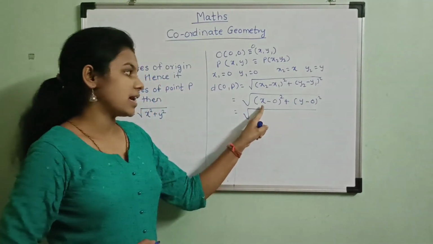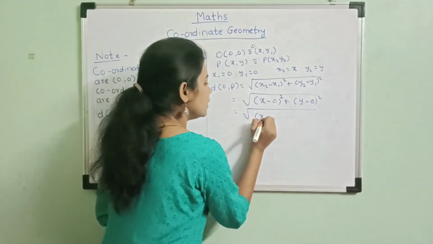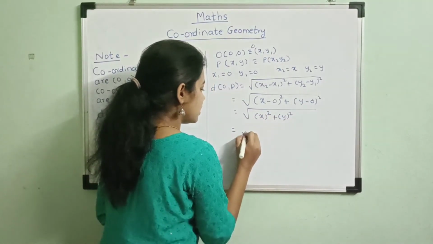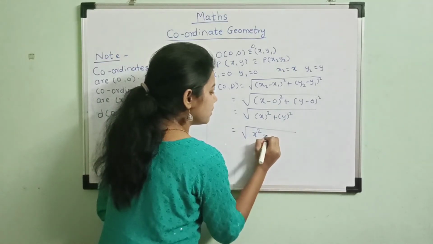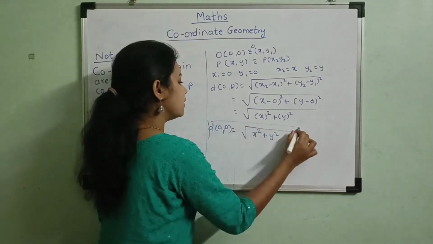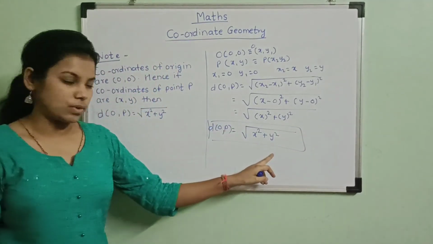सबको ये पता है कि x minus 0 क्या होगा? सिंपली x square, and y minus 0 क्या होगा? सिंपली y square. हेंस हमें क्या फॉर्मूला मिला है? x square plus y square. Distance of OP equal to square root of x square plus y square.